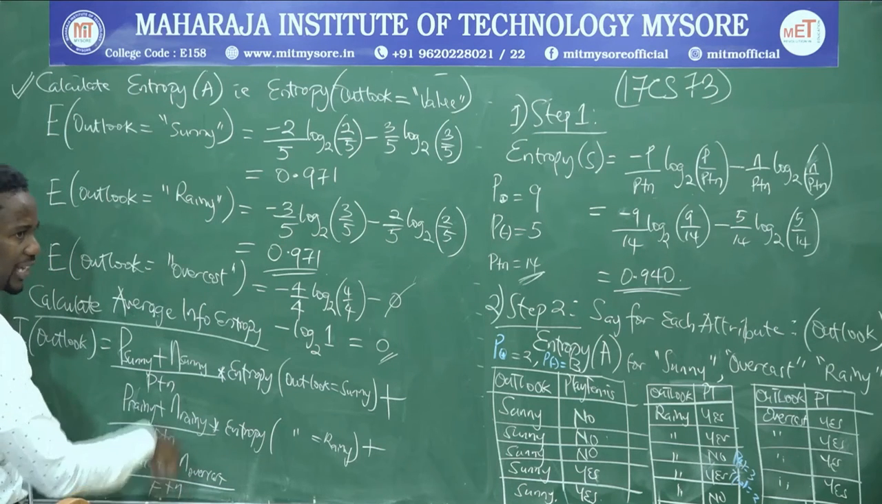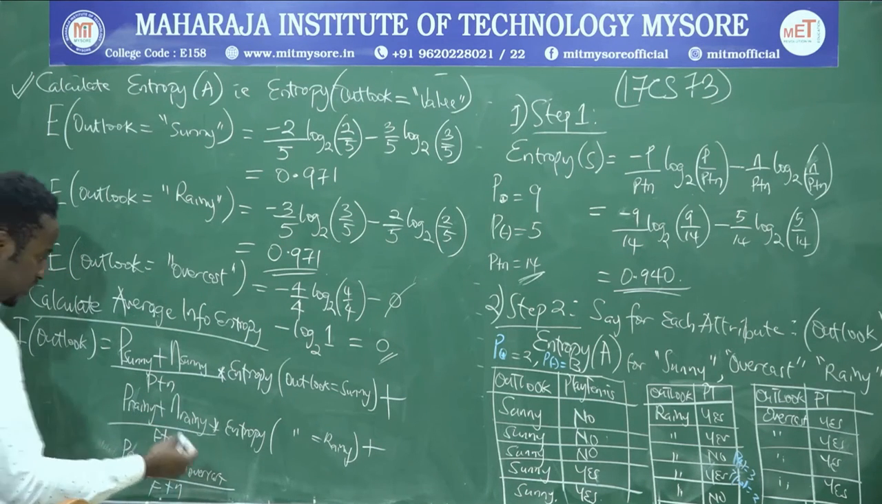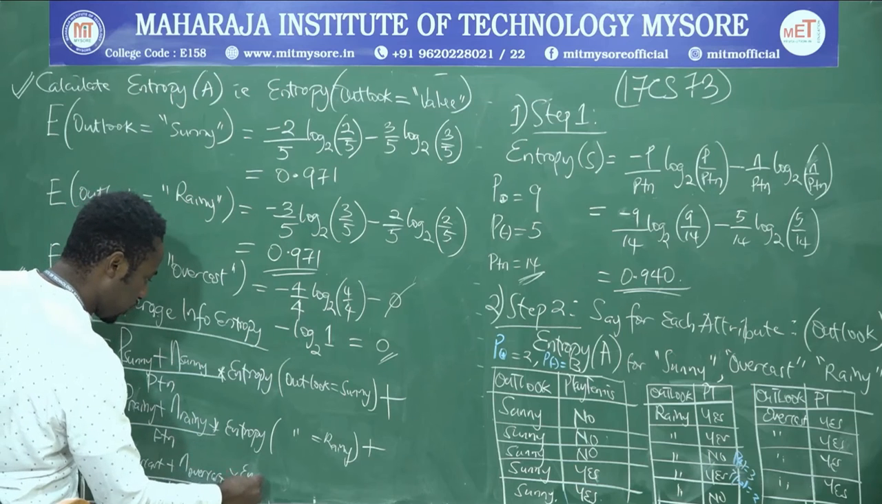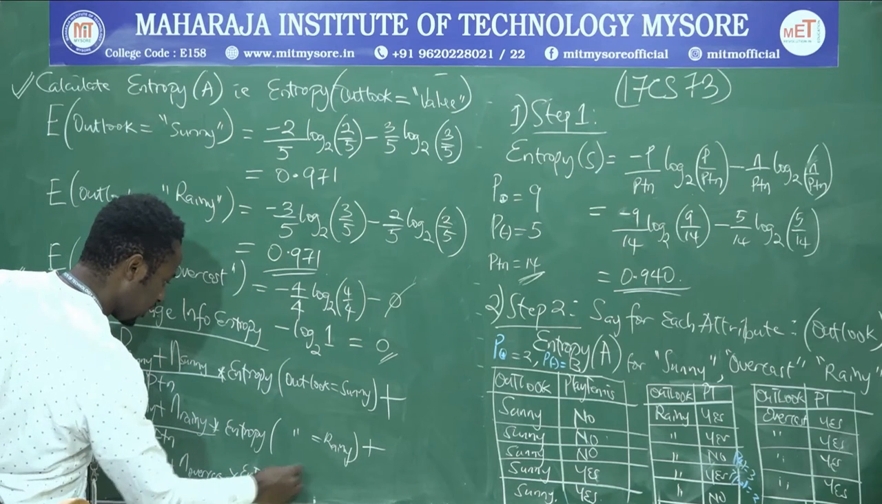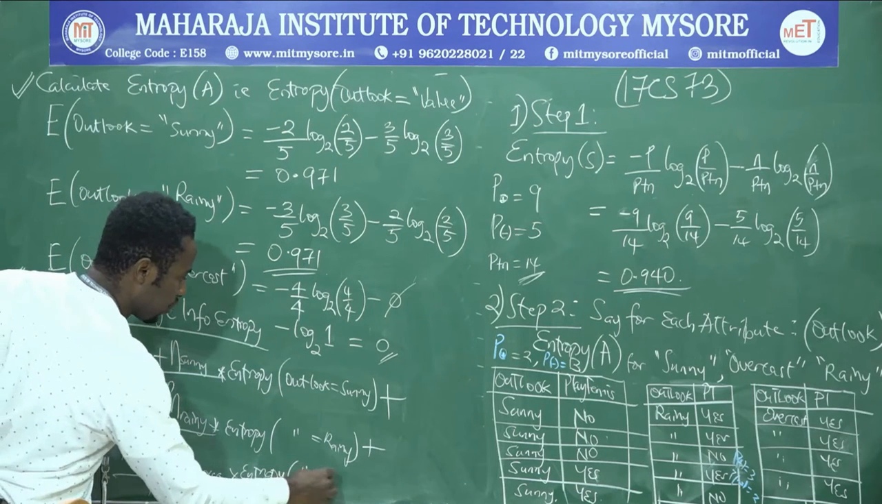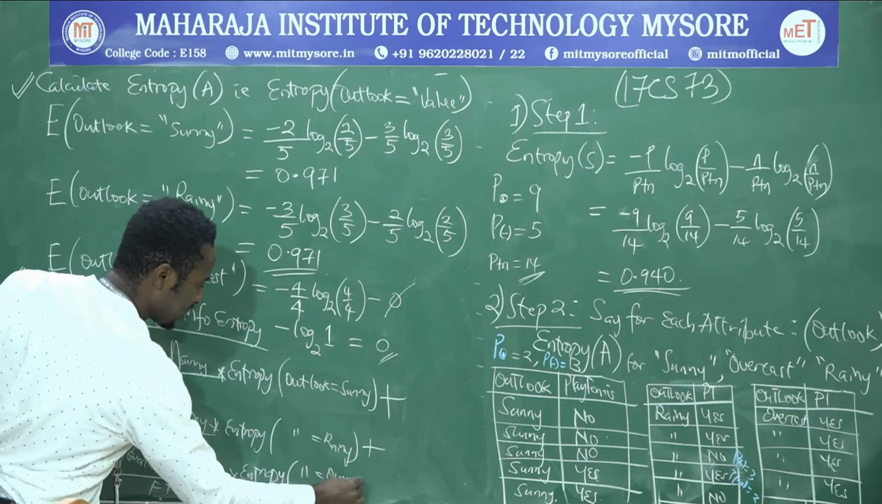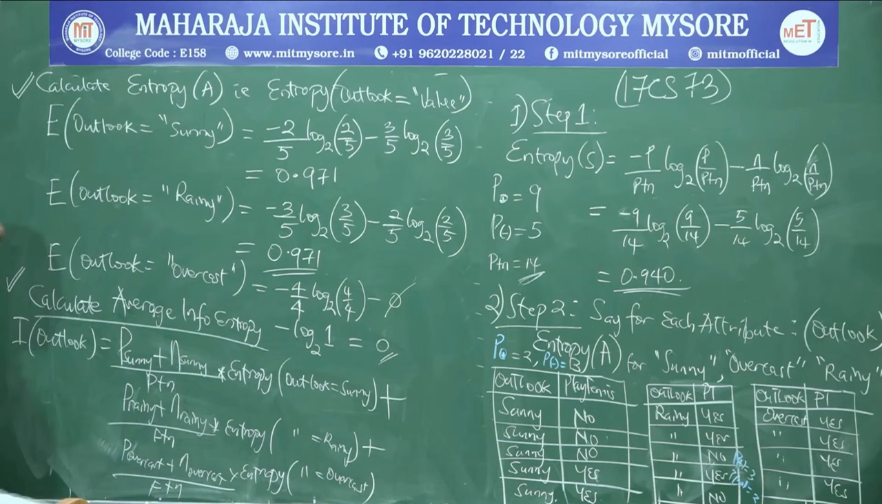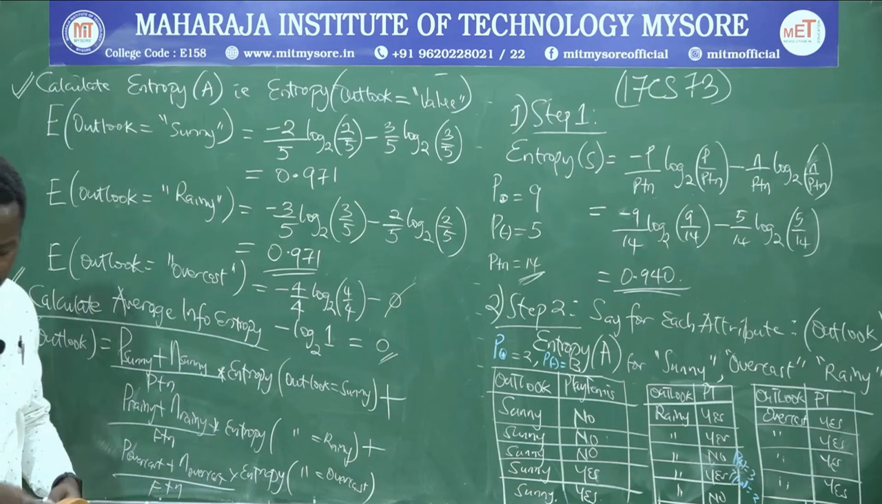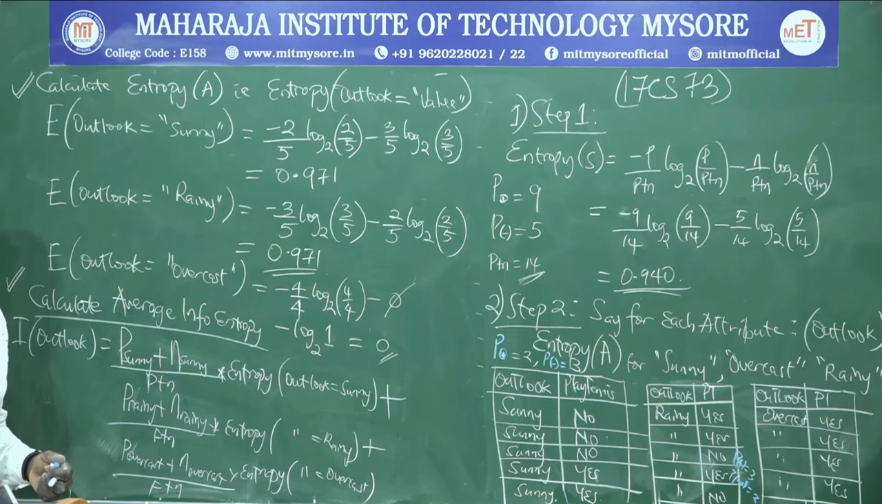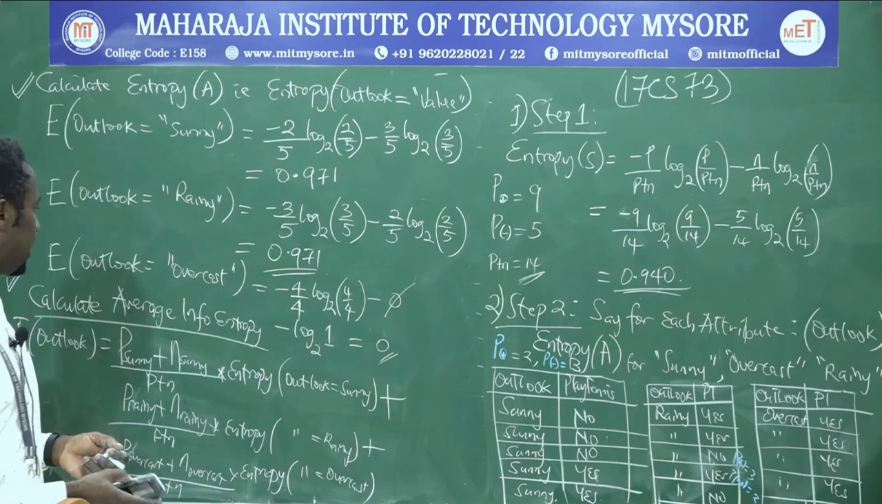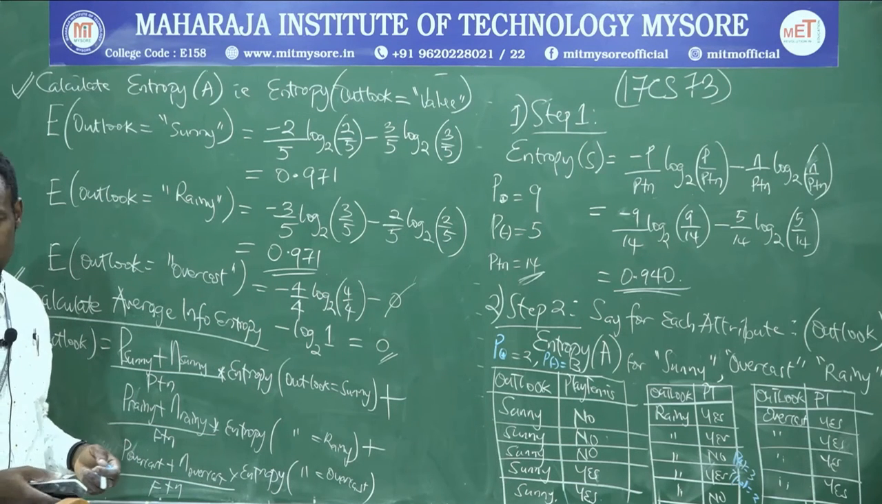I hope you can see the board. That's why I'm also mentioning it alongside. Into the entropy of outlook equal overcast, right? So this is done. We have to plug in the values now. At this stage you have memorized the formula, right? So let's move on to plugging in the values. For that I have to wipe the board.